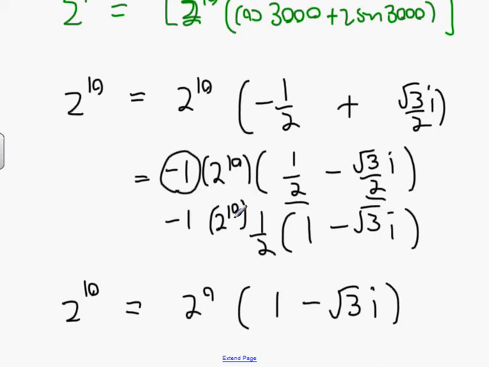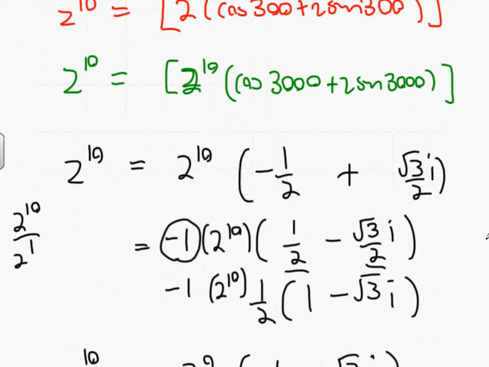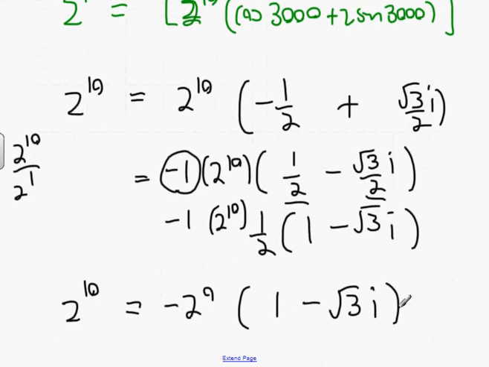Now, what's 2 to the power of 10 divided by a half? Rule of indices. 2 to the power of 10 divided by 2 to the power of 1? 2 to the power of 9. 2 to the power of 9 multiplied by minus 1? Minus 2 to the power of 9. And there is your 1 minus root 3i. Happy enough? Okay. I'll see if I can do both of them.